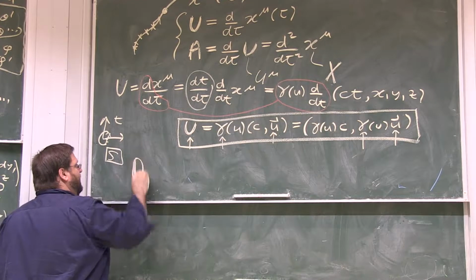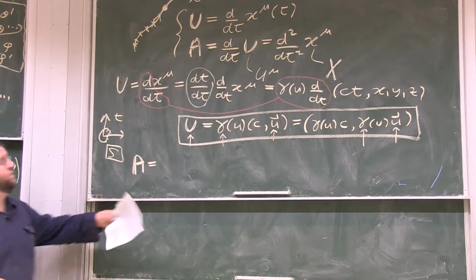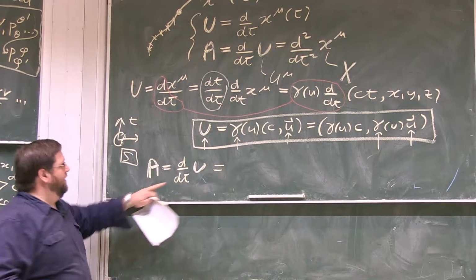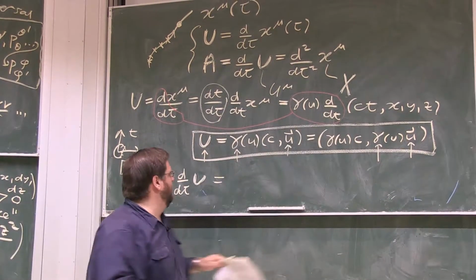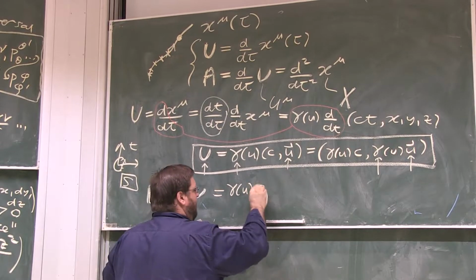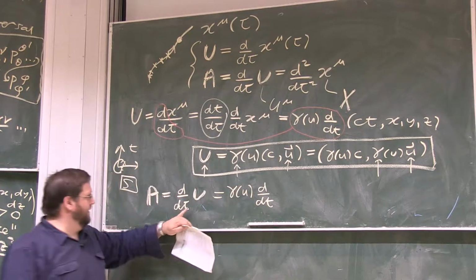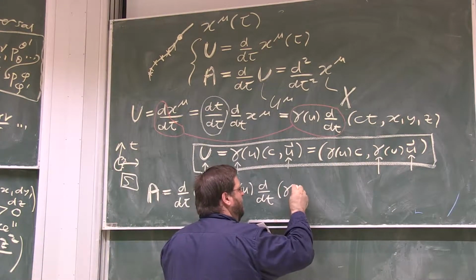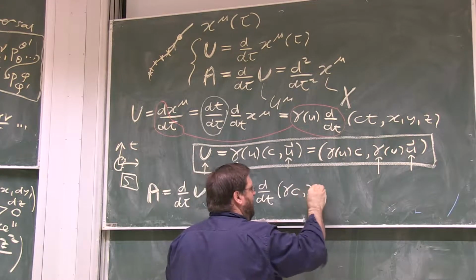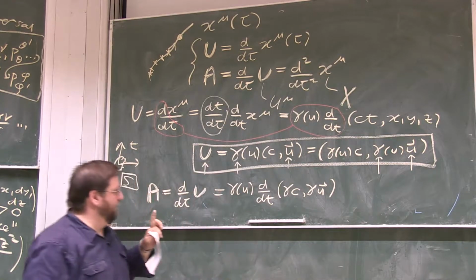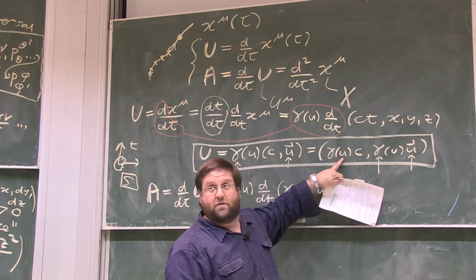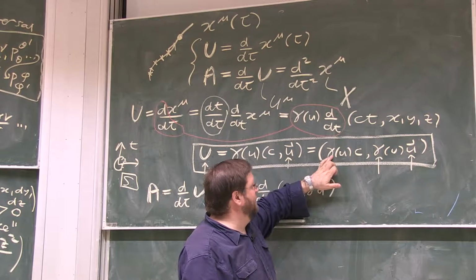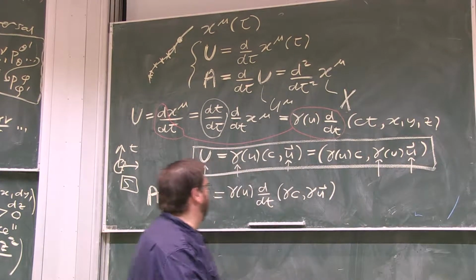I want to use similar logic to work out the 4 acceleration, which is going to be d by d tau of u. Same trick in red. I'm going to replace d by d tau with gamma d by dt. Gamma d by dt. What am I differentiating with respect to time? Gamma c, gamma u. And I'll drop the u dependence here. But be careful, right? Be careful. The speed is going to depend on time. We're in frame S. Particles moving, it's going to be accelerating in general. The speed and hence the gamma factor will depend on time. The velocities will depend on time.